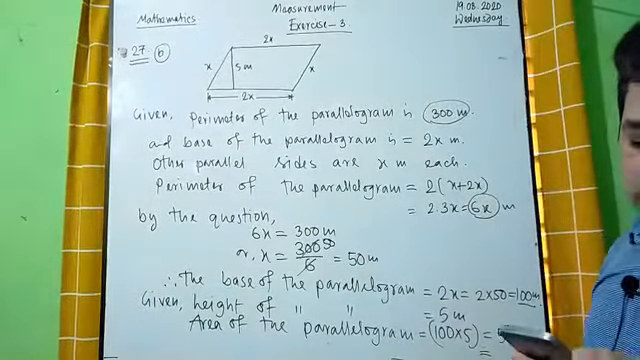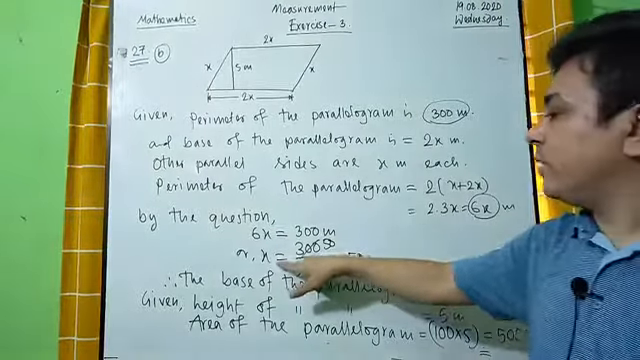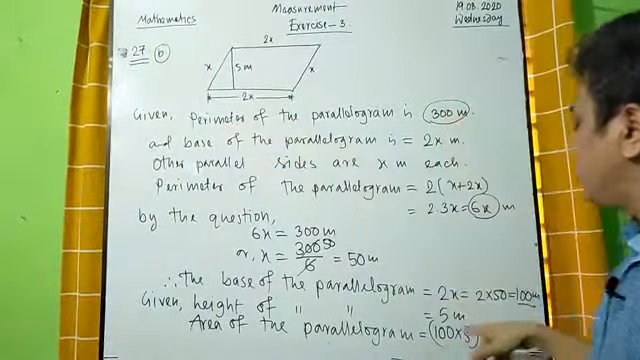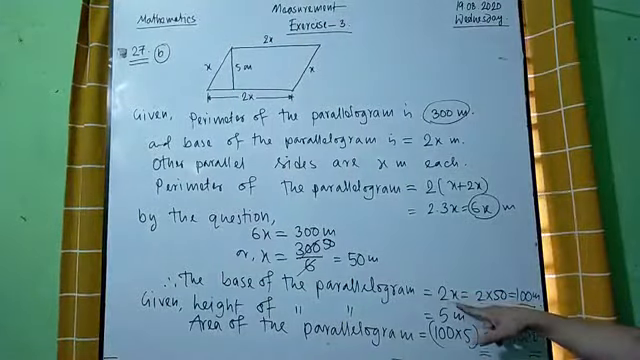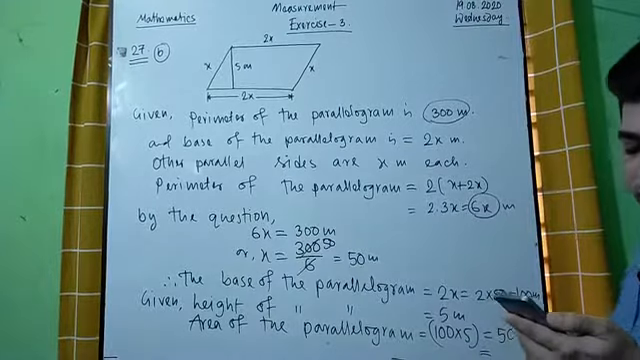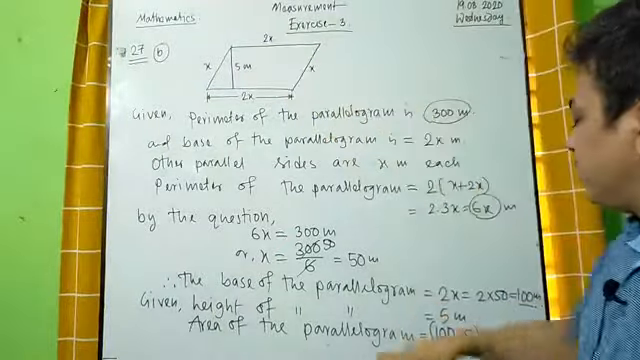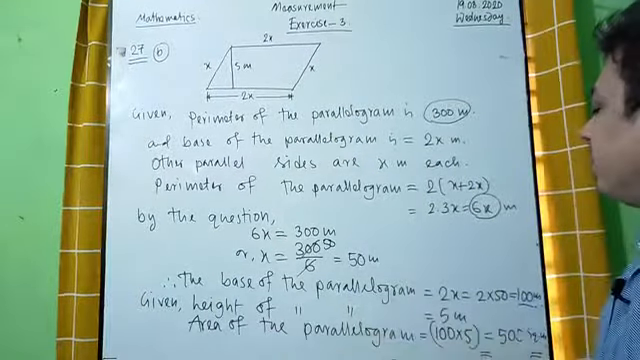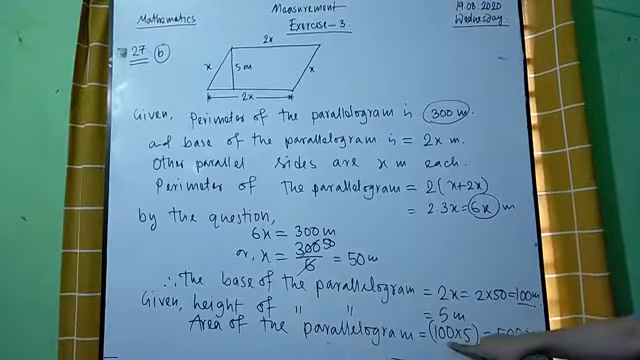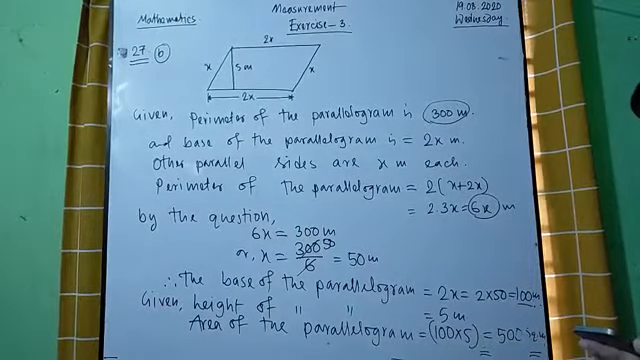Of course it is logical, right? So we have written here 6x equals 300 meter, so the value of x equals 50 meter. Here the base of this parallelogram is 2x, so putting the value, 2x equals 2 into 50 meter equals 100 meter. And height is already given, height of the parallelogram is 5 meter. So the area of the parallelogram is base into height, base is 100 meter and height is 5 meter, so it is 500 square meter.